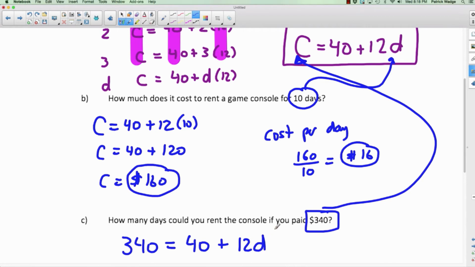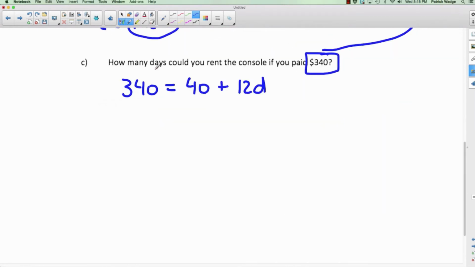We don't know what D is. We don't know how many days it is. That's literally the question, how many days? So we're left with this algebraic equation. Guess what you're going to do to solve it? You're going to do algebra, of course. We want to get this D all by itself.